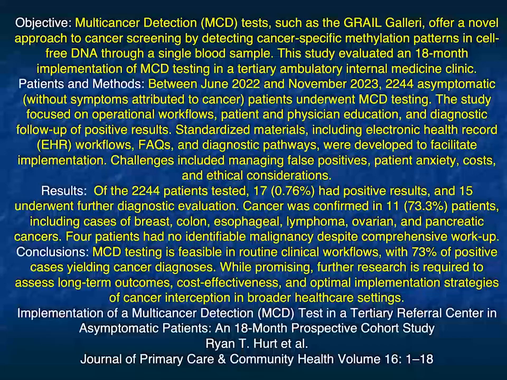But in this study, out of the 17 and 15 who underwent evaluation, they found 11 cancers, or about 73%, and it included breast, colon, esophagus, lymphoma, ovary, and pancreas. 4 patients had no identifiable malignancy, despite comprehensive workup. So what that means is all of these studies have also false positives. One of the challenges is going to be, people talk about 25% are going to have false positive studies. And you know how difficult that is.